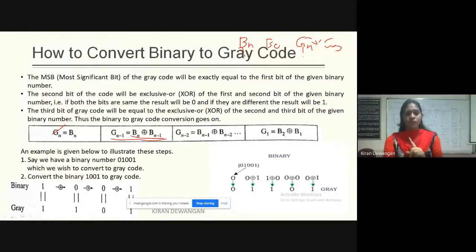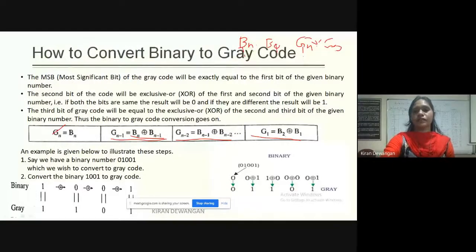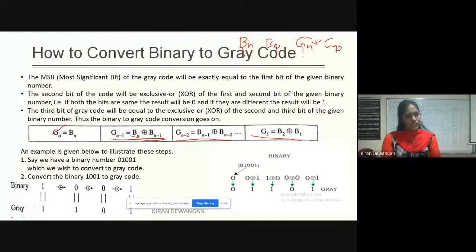ये सिर्फ इसका formula है. So you need to know how to explain. Explain करना आना चाहिए if it is asked in the exam. So this is how we'll write the formula. GN minus 1 will be BN XOR BN minus 1. GN minus 2 will be BN minus 1 XOR BN minus 2. And it will go on till G1 equals B2 XOR B1. यहाँ पर इसने 1 तक लिया है. Let us take till 1. ठीक है? So this is how the formula is given.